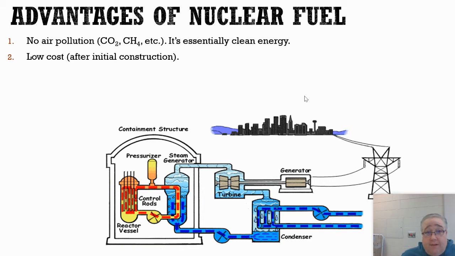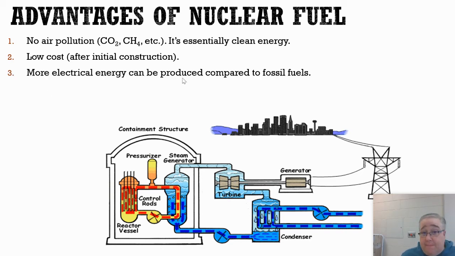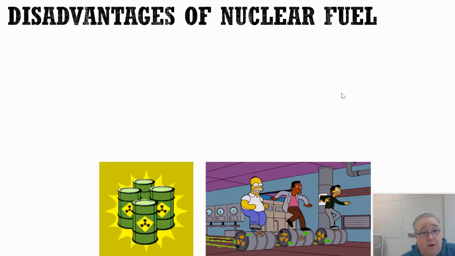There's a low cost. After it's constructed, I mean, it's not cheap to build a nuclear power plant, but after it's constructed, it's actually very cheap to run in comparison to a coal power plant. More electricity can be generated this way. It's much more efficient, compared to fossil fuels. And if we're not burning fossil fuels, then I guess that means we're less dependent on those things, which is always a good thing. So these are some, I think, major advantages, especially number one. I mean, environmentally, it has the potential to be much better for the environment than, let's say, burning coal.